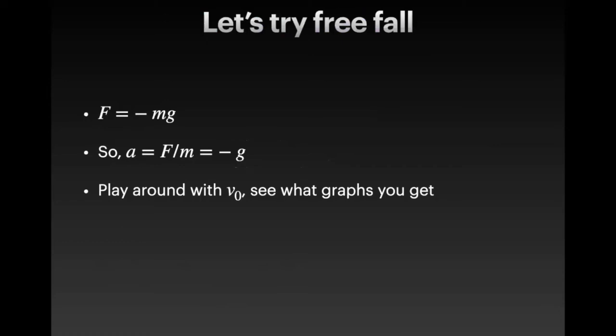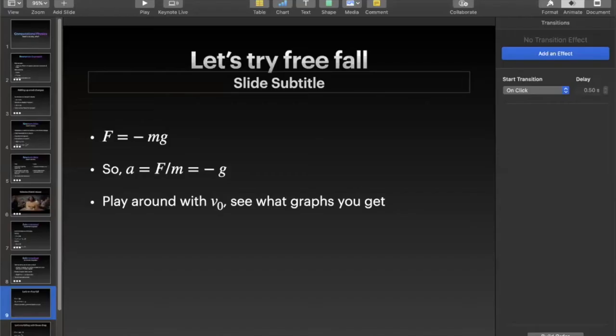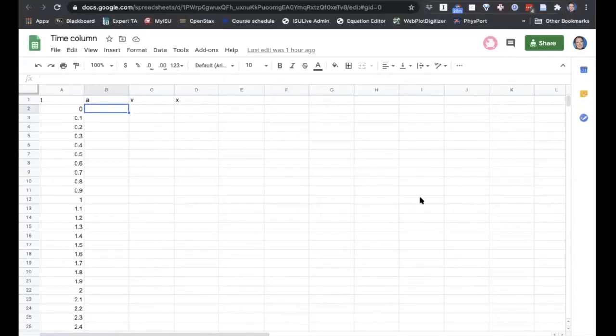Okay, so let's try a problem that we actually know the answer to. So we'll just start with free fall, right? Where the force is negative mg, taking upward to be the positive direction. So the acceleration is just going to be negative g. Before we switch to the spreadsheets, are there any questions before we do that? Okay, all right, thanks.